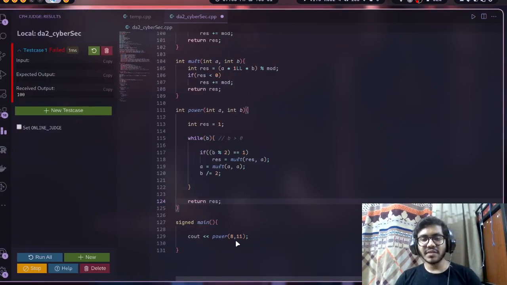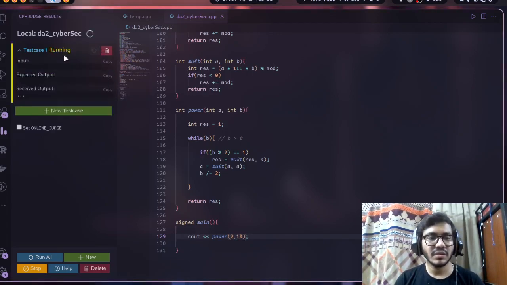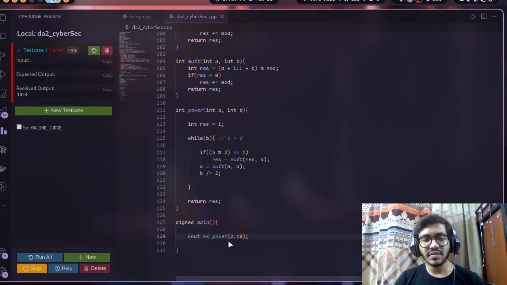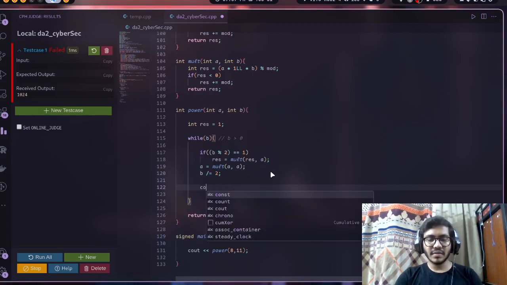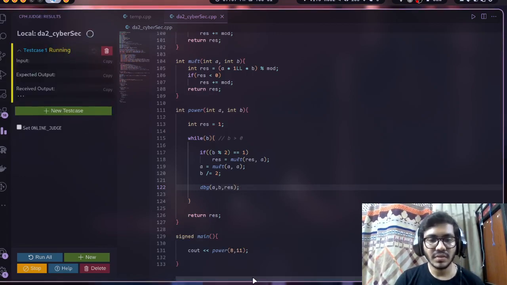Okay, let's first try a few examples, right? So let's see what is 2 raised to the power 10, should be 1024. Yes, it's 1024. And actually we can prove whatever we did here by printing A, or let me just do a debug of A, B, res, right, for all steps, for 8 raised to the power 11.